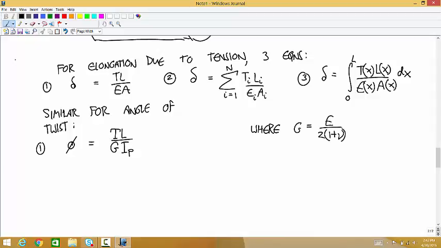Where have you seen that before? That looks familiar, right? That's right. It's the reciprocal of what you see in the compliance matrix. That's actually the term that appears in the stiffness matrix. So 1 over G is the term in the compliance matrix.